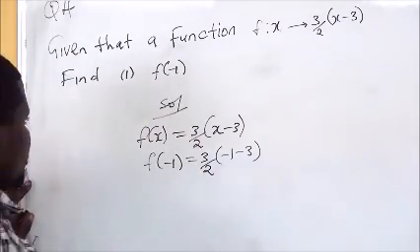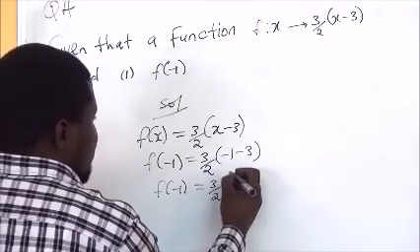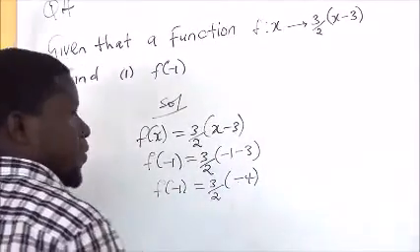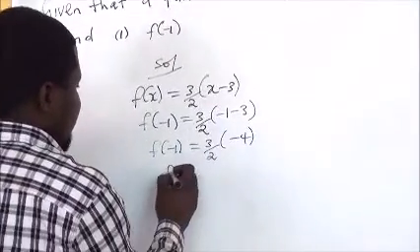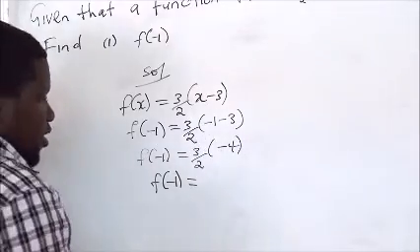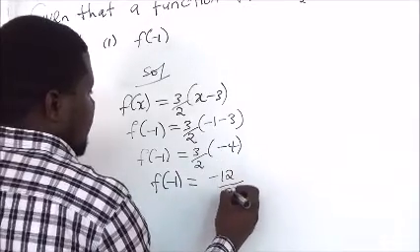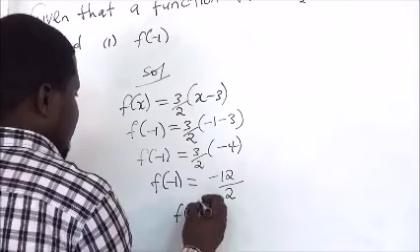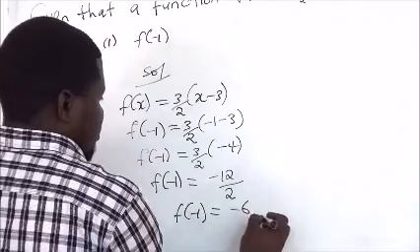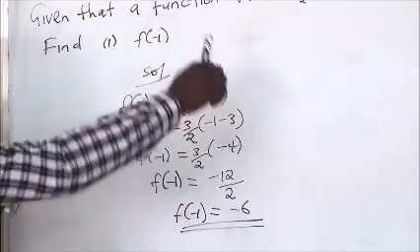Thereafter, we're going to say that f of negative 1 is equal to 3 over 2, open bracket. The result inside is going to be negative 4. And then here we can just say f of negative 1 is equal to, we multiply the numerator part, which is 3 multiplied by negative 4, which is negative 12, over 2. And lastly we divide, to say how many times 2 goes into negative 12, the final answer will be negative 6. So this is how we solve Roman numeral 1 on this particular function.